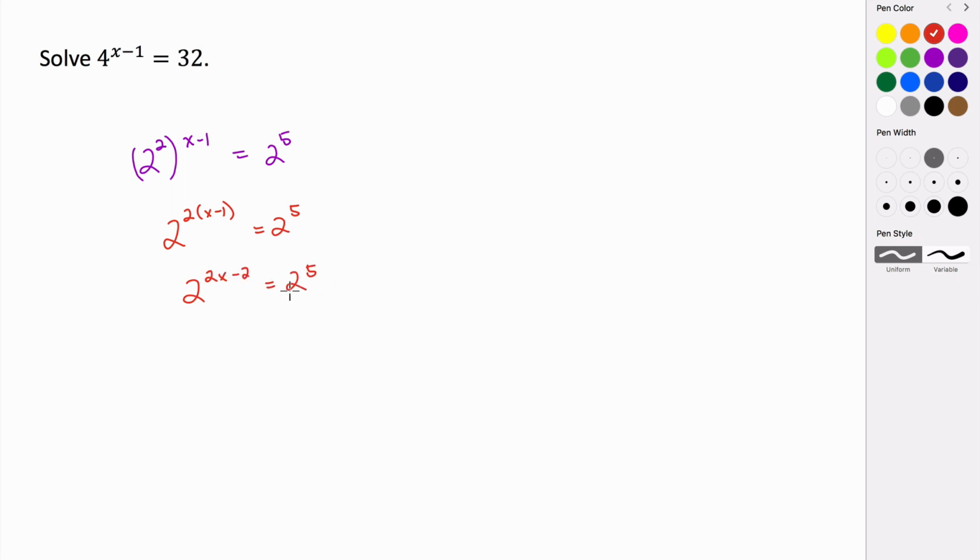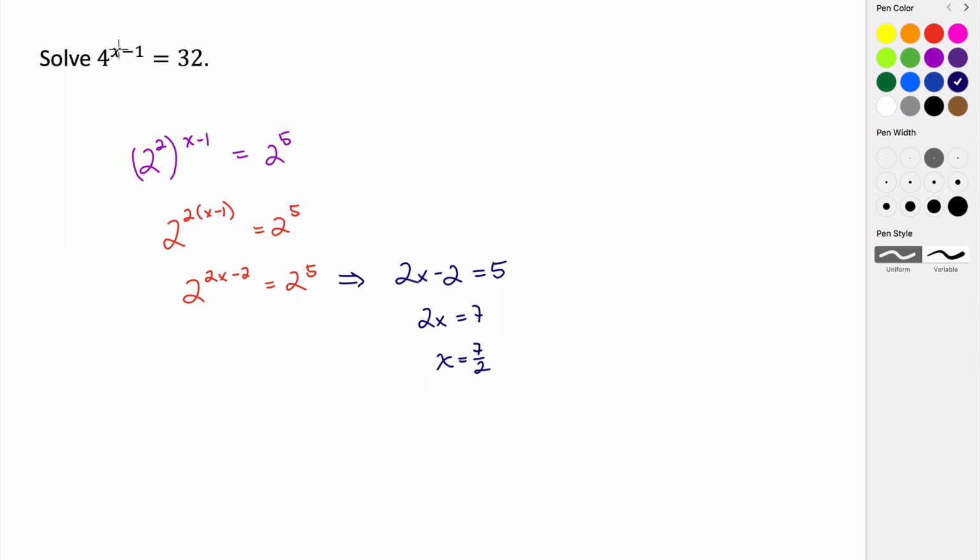And then from here, since these bases are the same, we can just take the exponents of each of these and set them equal to each other. 2x minus 2 equals 5, and solve this equation. So add 2, we have 2x equals 7, divide by 2, and we get that x is 7 halves.